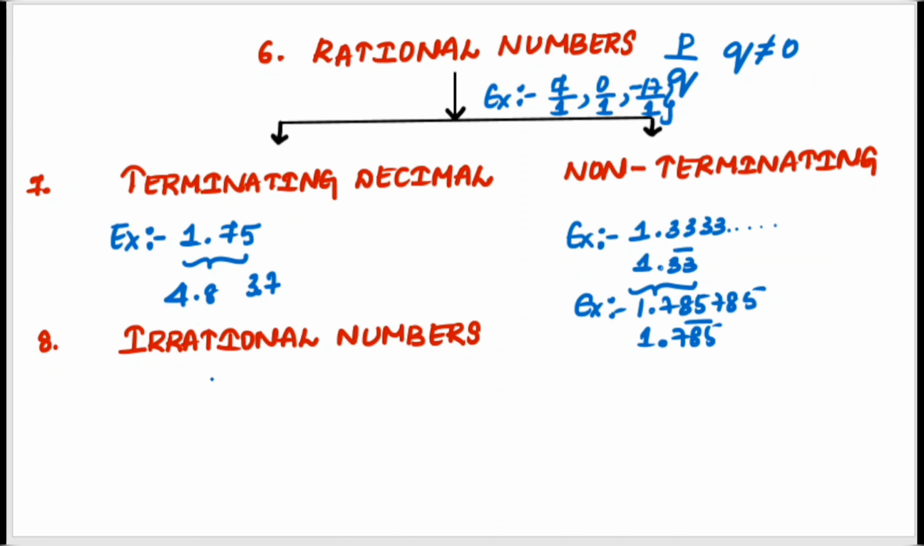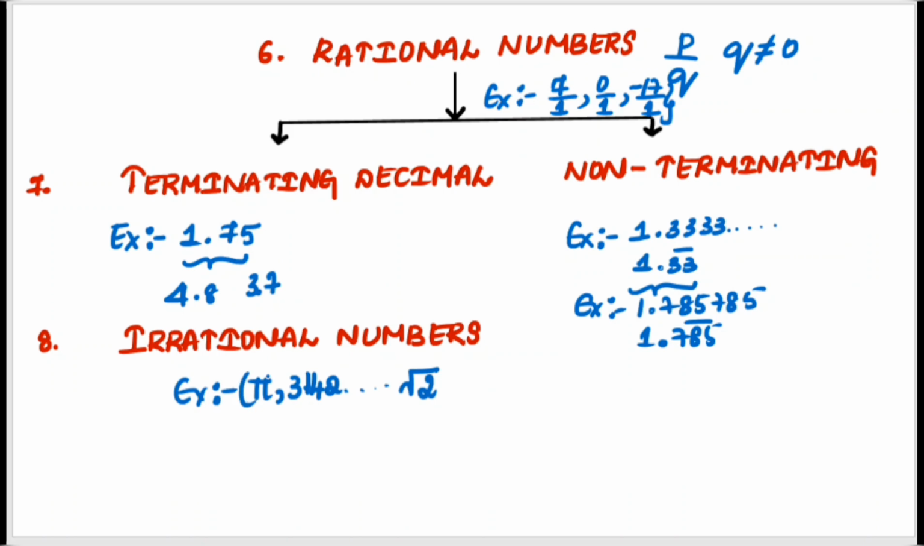Now we are moving on to the irrational numbers. What do irrational numbers mean? The numbers which cannot be expressed in terms of a simple fraction. For example, I can take pi and its value 3.142 and so on, and root 2, root 3, like this I can give the examples.